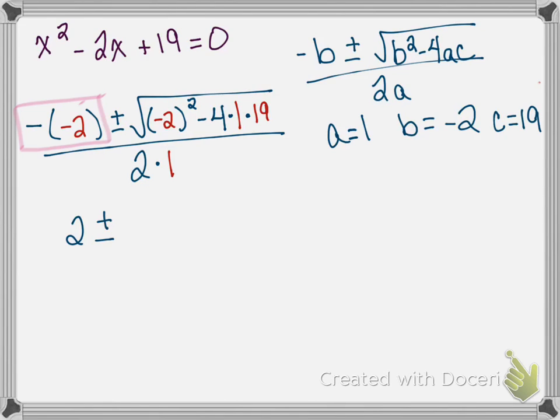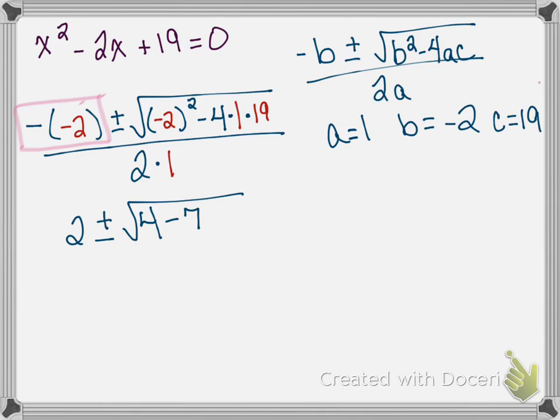The second place students make mistakes is that negative 2 squared. What's negative 2 squared? 4. Then I have negative 4 times 1 times 19. 20 times 4 is 80. So what's 4 times 19? If 20 times 4 is 80, what's 4 times 19? Some mental math there. It's 76.